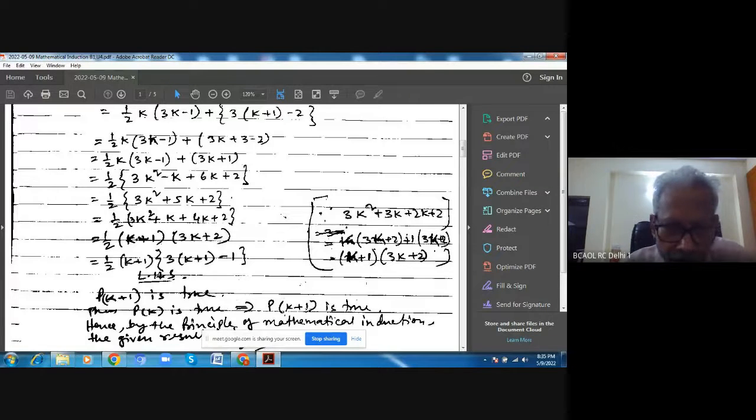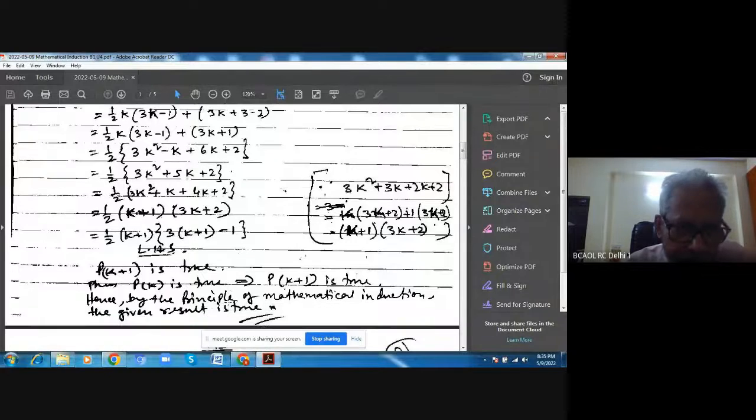When both the things are true, we can say the last statement, which is very important. If you don't write it, then one mark will be deducted. So hence, by the principle of mathematical induction, the given result is true. That's all. That's the end of this numerical. So you have to write this.